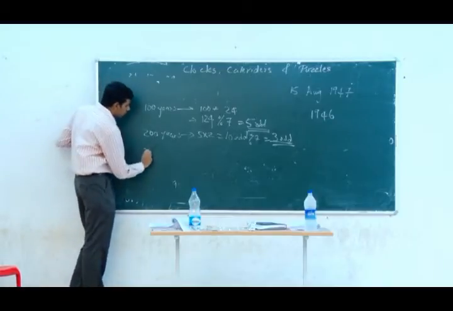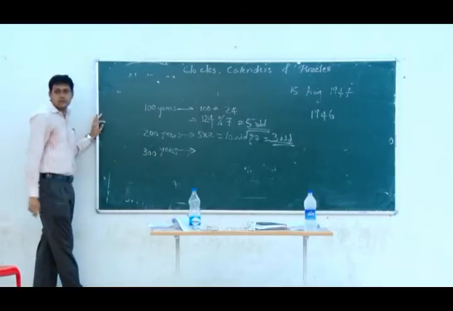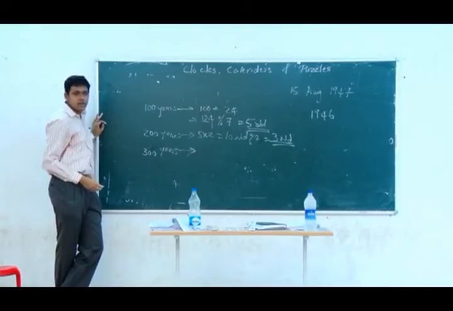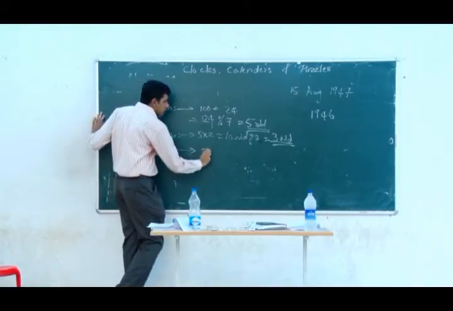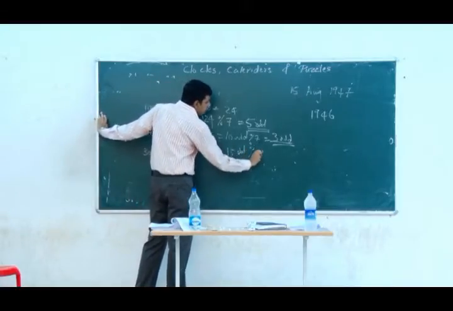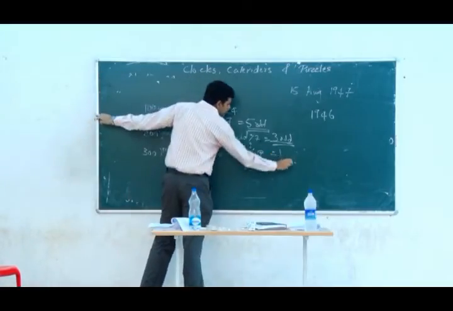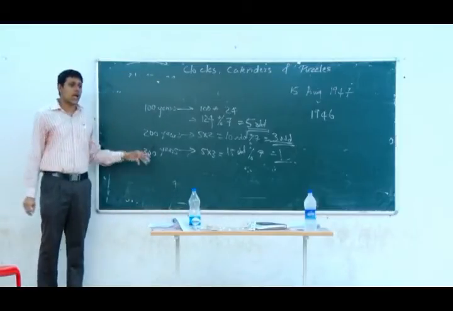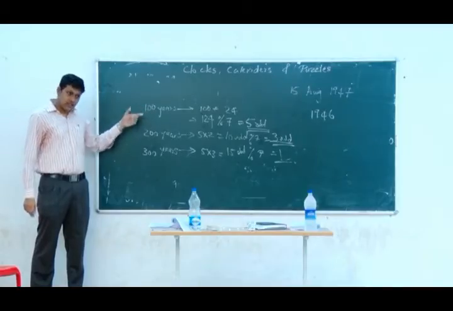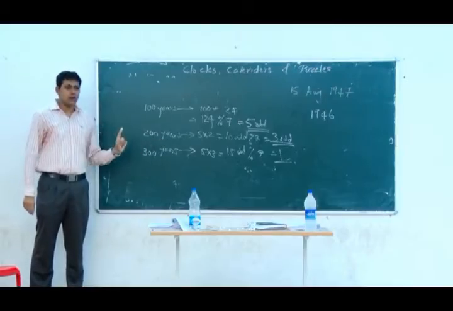Next we will calculate for 300 years. How many odd days are there in 300 years? In 100 years there are 5 odd days, so in 300 years, 5 into 3 is 15 odd days. 15 divided by 7, the remainder is 1. So in 300 years we have 1 odd day. In 100 years we have 5 odd days, in the first 200 years 3 odd days, and in the first 300 years 1 odd day.